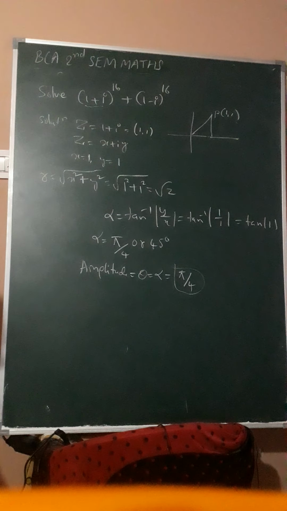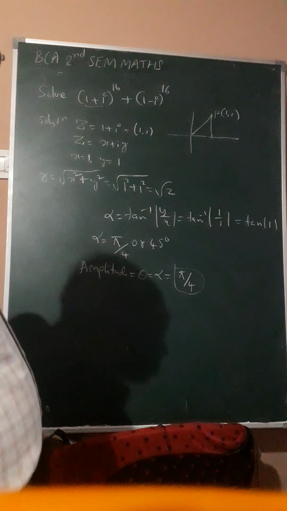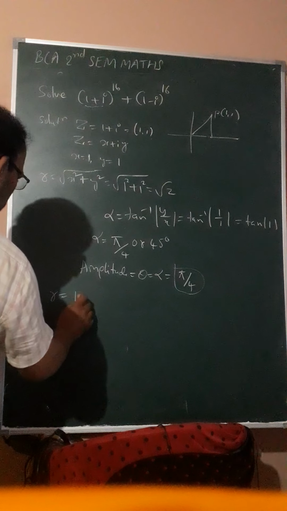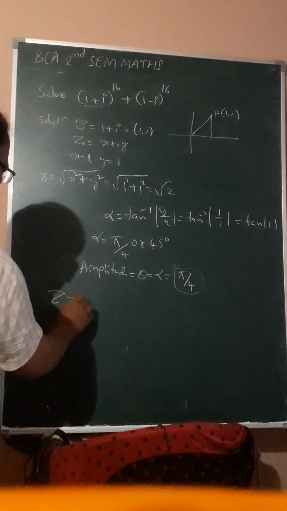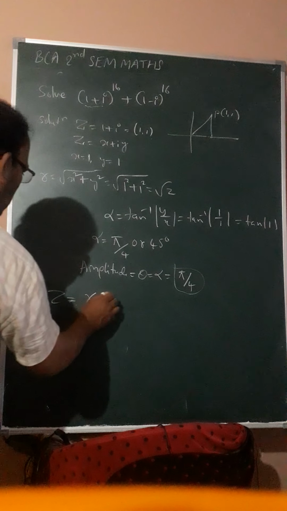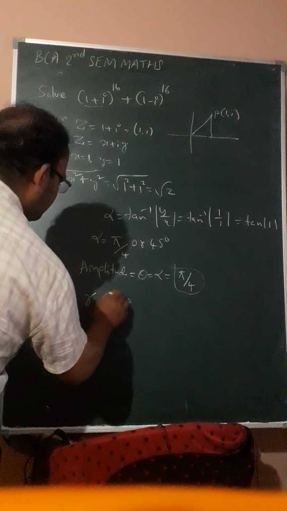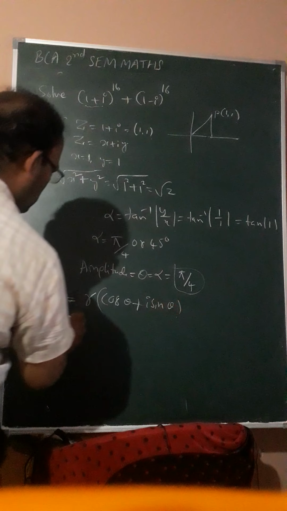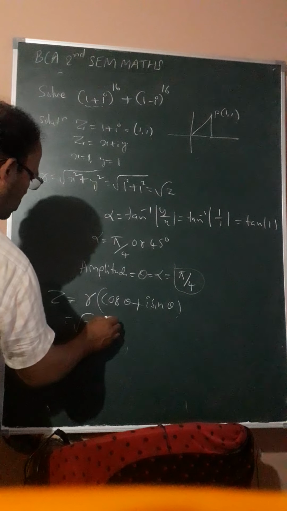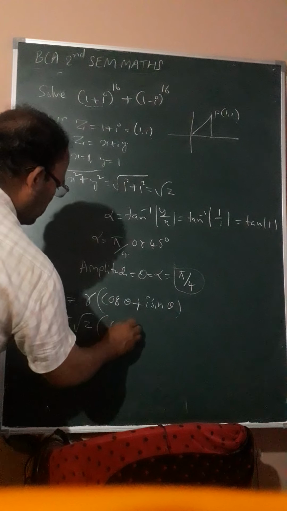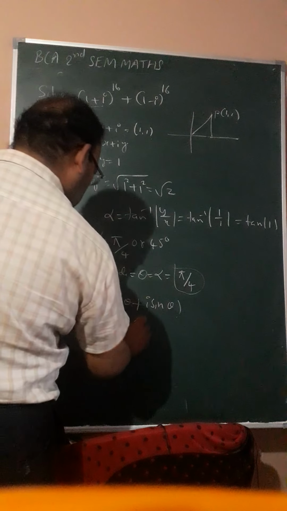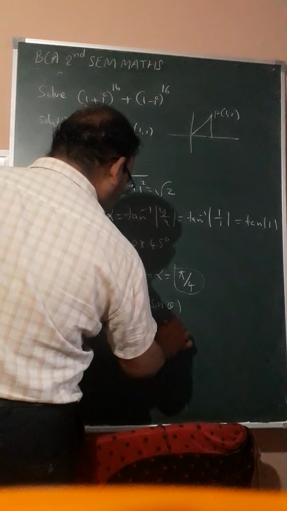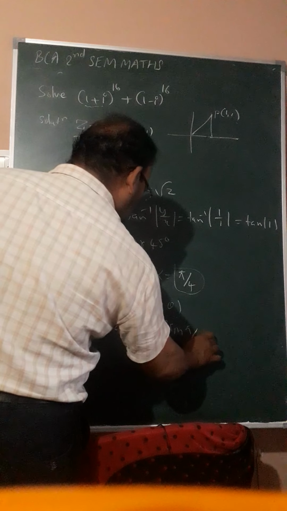Now after knowing the modulus and amplitude, you can write the polar form. z is equal to r (cos theta plus i sin theta). r is root 2, theta is pi by 4, so z is root 2 (cos pi by 4 plus i sin pi by 4).